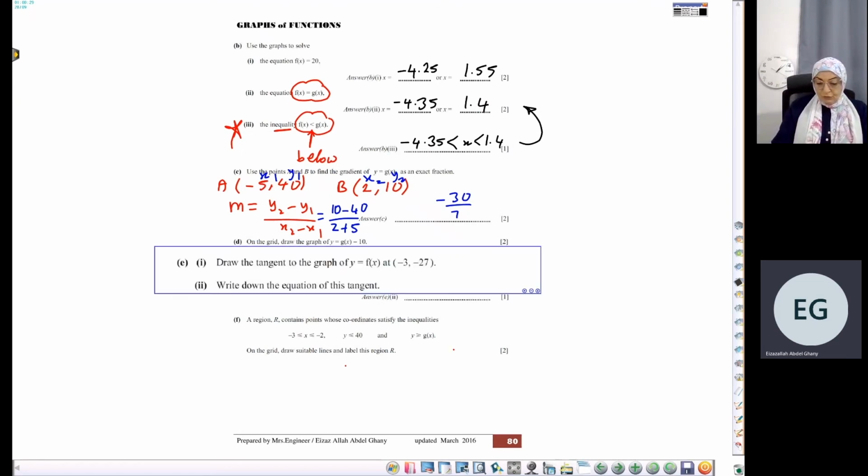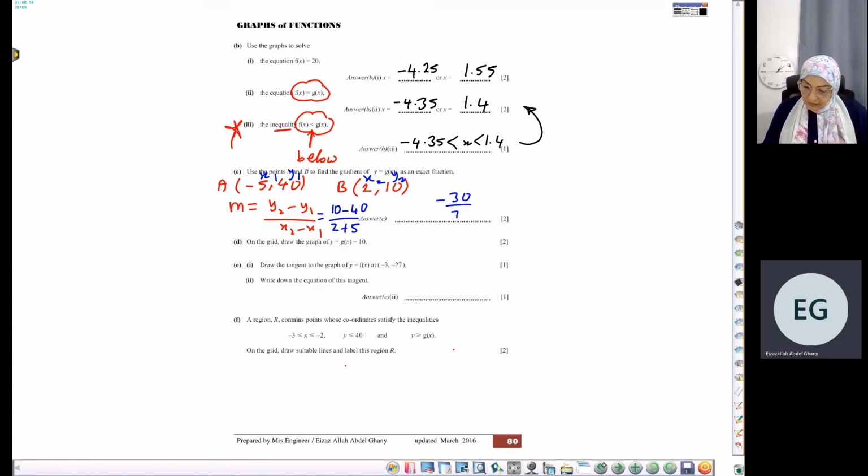Next, draw the tangent to the graph of y equals f of x at a certain point, which is -3 and -27. Draw the tangent. Tangent means touches. You have to use the ruler and touch the curve y equals f of x at -3 and -27. Let's go. And then write down the equation of this tangent. It will be a straight line, of course.